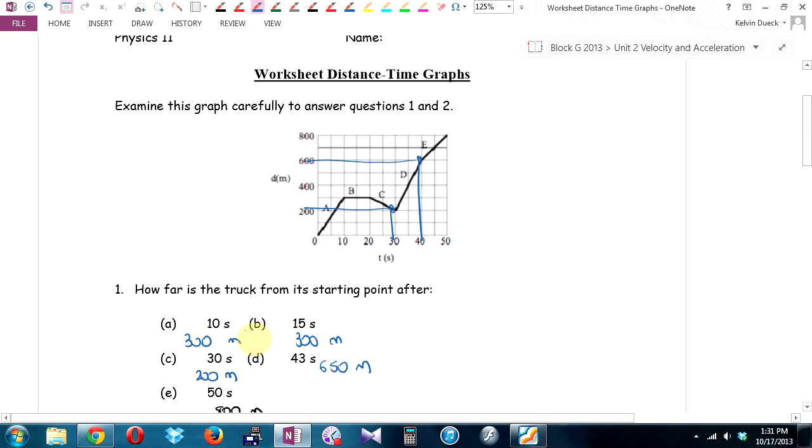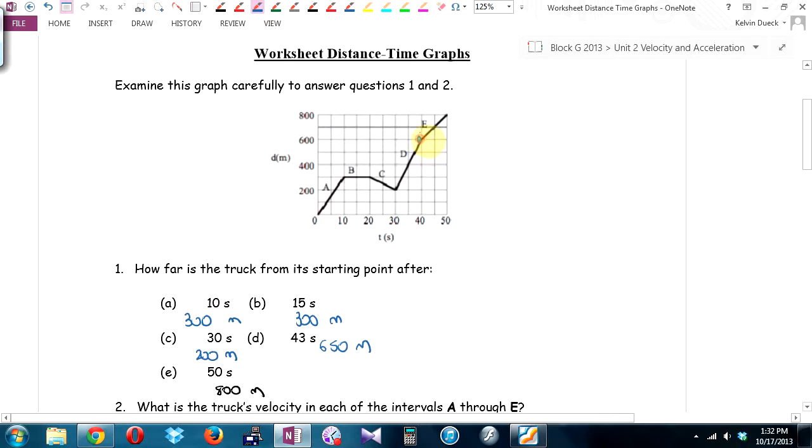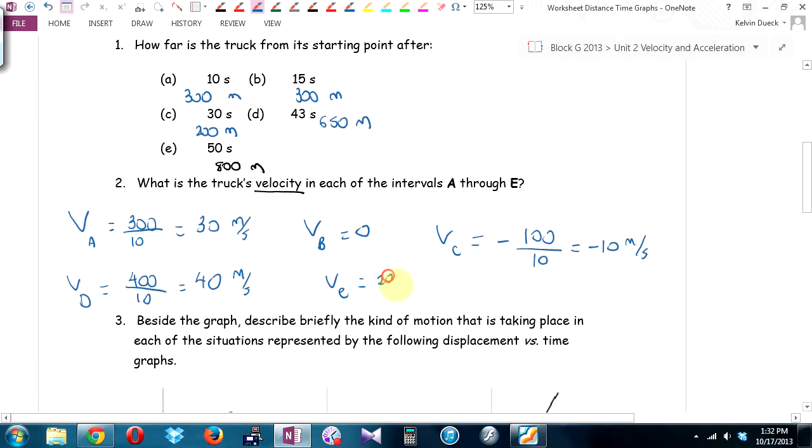In other words, I knew ahead of time that I'd better get an answer bigger than 30. If I didn't, I've either done the slope of this one wrong or I've done the slope of the other one. There are some built-in error checks is what I'm saying here. And interval E, still positive. The rise is 200. The run is 10. 200 over 10, 20 meters per second.